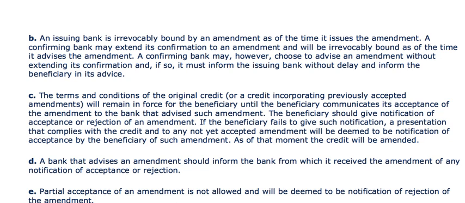So the terms and conditions of the original credit will remain in force for the beneficiary until the beneficiary communicates its acceptance of the amendment to the bank that advised such amendment. Means there was one original letter of credit and subsequently there was some amendment. Okay. Now there is another way also that the issuing bank sends an amendment.